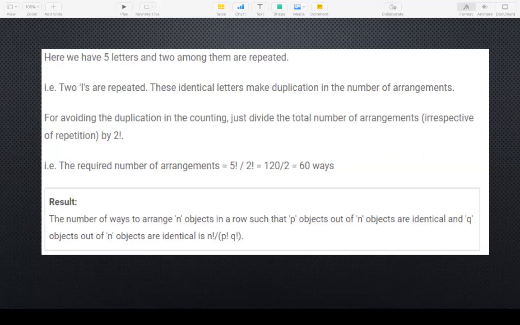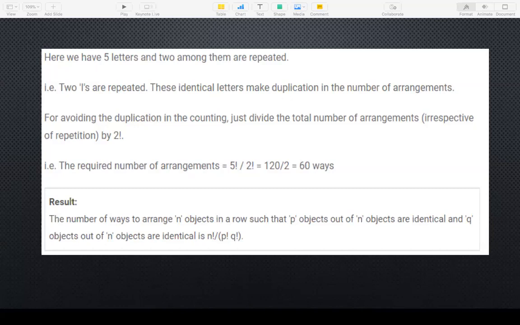Okay. From where did I get this 2? I got this 2 because there were 2 letters which were being repeated. If there were, let's say, 3 letters which were being repeated, I would have divided it by 3 factorial. If in a 5-letter word, let's say 4 letters were repeated, I would have divided 5 factorial by 4 factorial. In this particular case, since only 2 letters were being repeated, we divided 5 factorial by 2 factorial, and thus the answer comes out to be 60 ways.